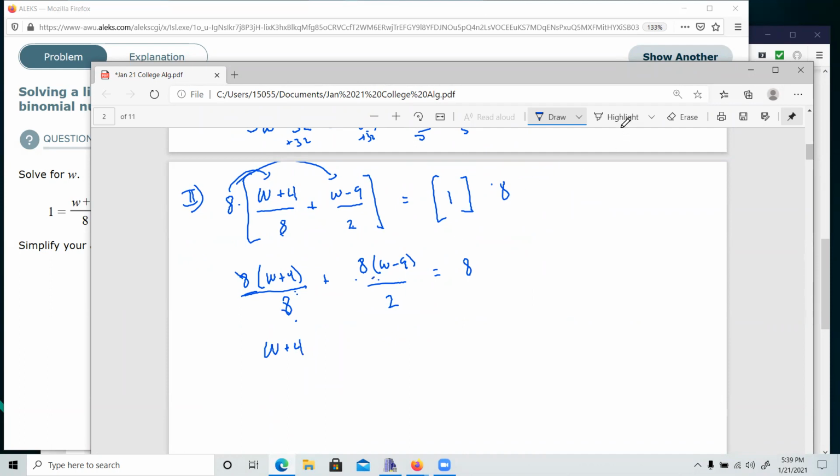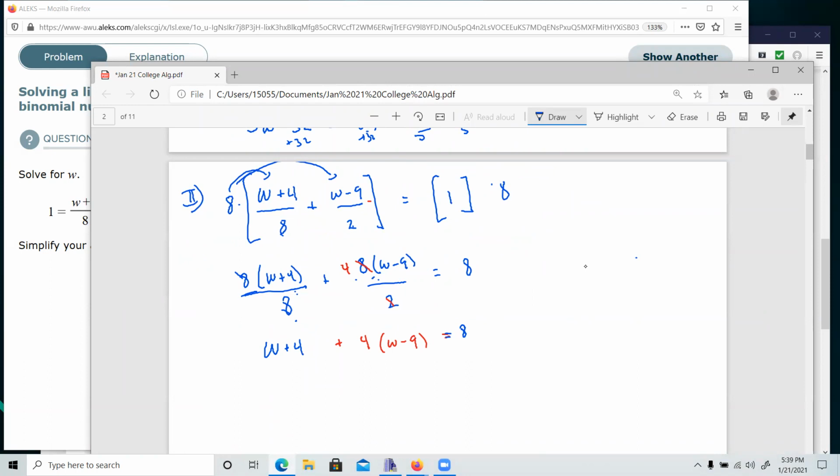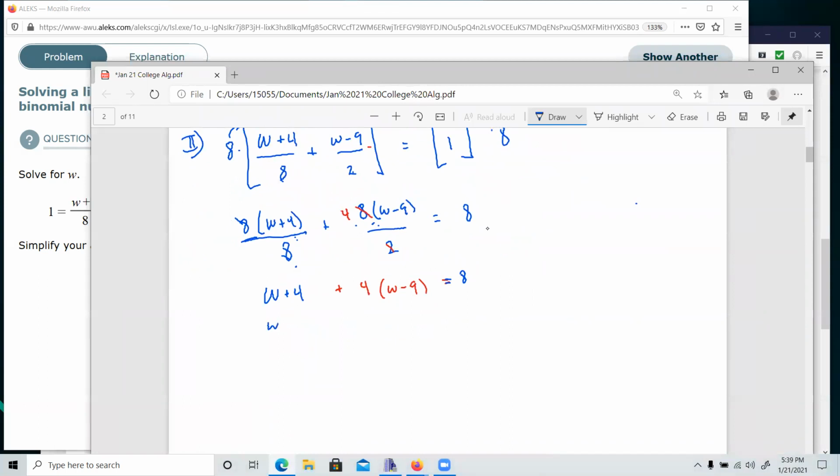Now for this one, we're going to need a little intermediate step here. So 8 divided by 2, that's 4. So we're going to have a plus 4w minus 9, and then go back to equals 8. Then we can solve this just the way we did in the previous one. So we're going to have w plus 4 plus 4w. Don't forget the other one, minus 36 is equal to 8. So that's going to be 4w's plus 1w is 5w. That's going to be 4 minus 36, it's going to be minus 32, is equal to 8.